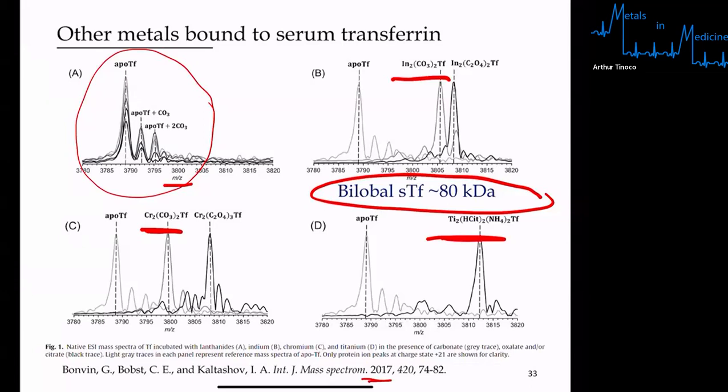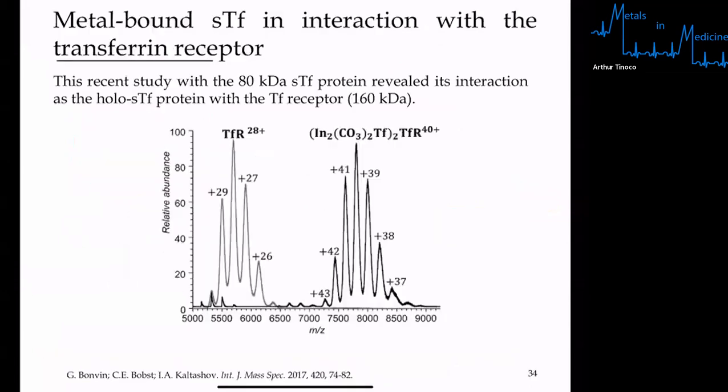This particular protein can bind up to 2 equivalents of metal. So we can get an indication of whether there is 1 equivalent bound or 2 equivalents bound. So it can be quite helpful in that sense.